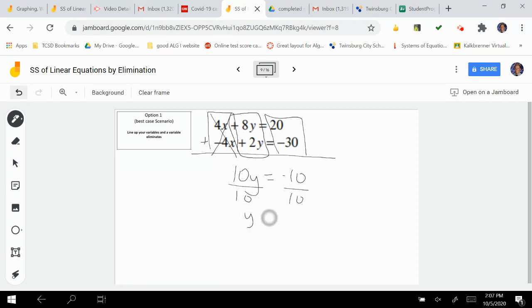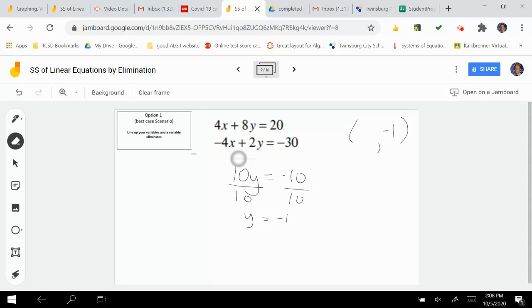And we get y equals negative 1. As you recall from substitution, our answers are always going to be ordered pairs. So the y value is the second of the ordered pair. That's negative 1. So now you have a decision to make. Do I use equation 1 or do I use equation 2 to substitute y back in? I prefer to try to limit mistakes, so I'm looking for the positive equation. That positive equation is the 4x plus 8y equals 20.